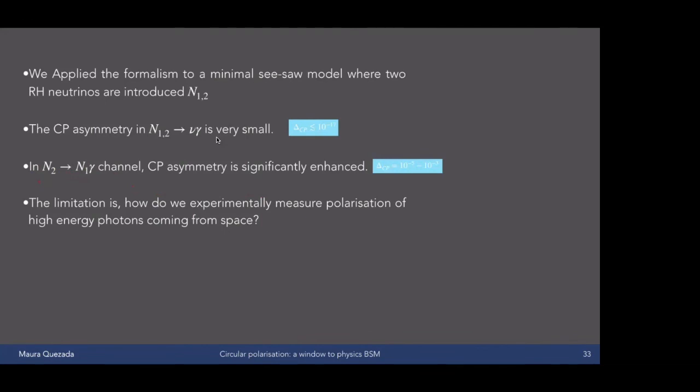The problem with this is that there are a lot of limitations in how we experimentally measure the polarization of high energy photons coming from space, for example, because the technology still doesn't exist.